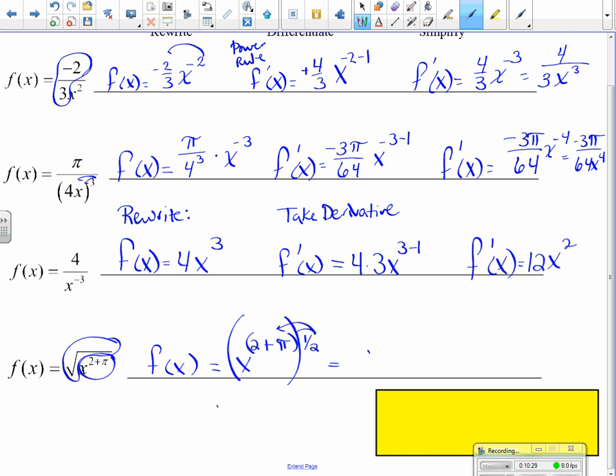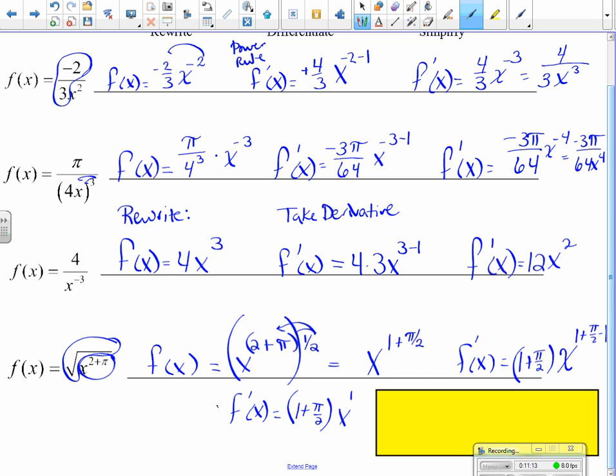So we get f of x is equal to x to the 1 plus pi over 2, correct? Take the derivative, f prime of x. Well, the power comes down, so let's bring our power down. 1 plus pi over 2. I'm going to put it in parentheses because it's multiplying by our x. And then we're going to have 1 plus pi over 2 subtract 1, because we got to reduce it by a power. And 1 minus 1 will go away. So we will get f prime of x is equal to 1 plus pi over 2 times x to the pi over 2.